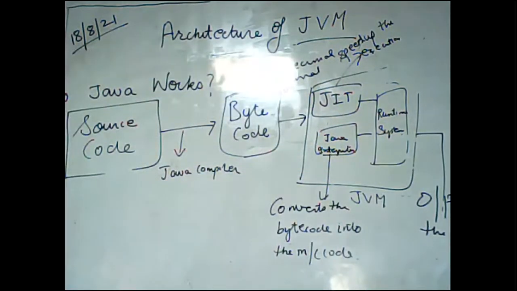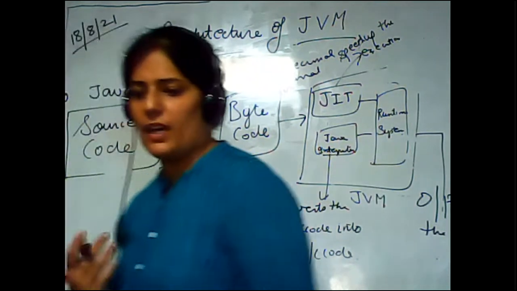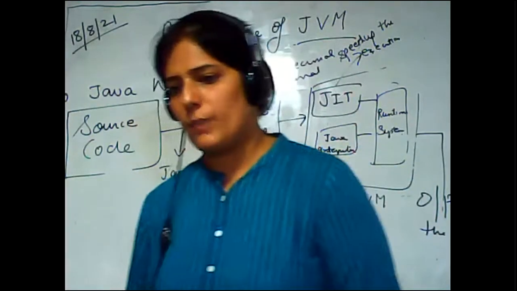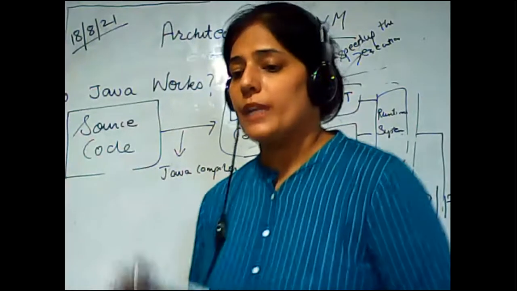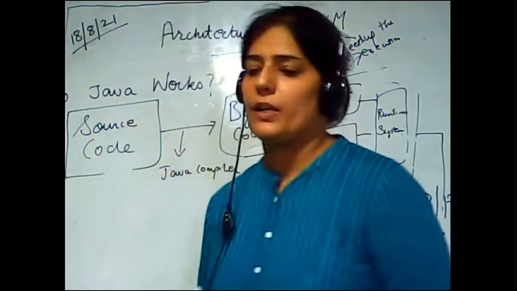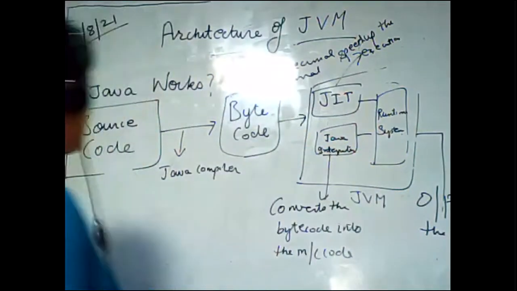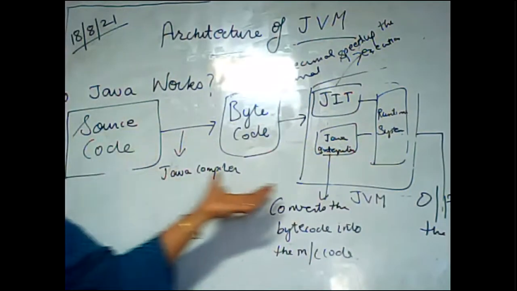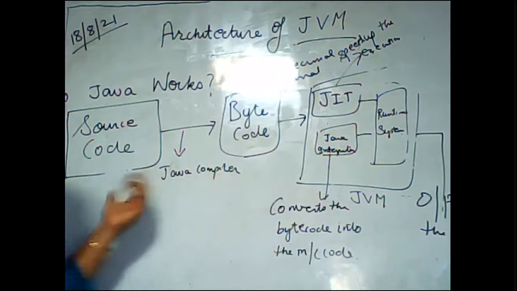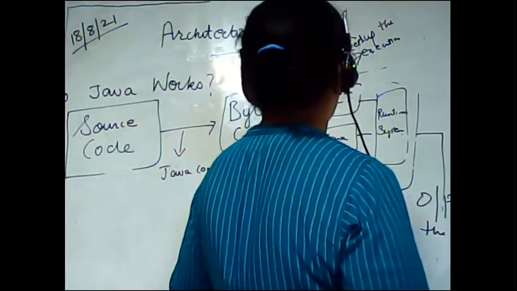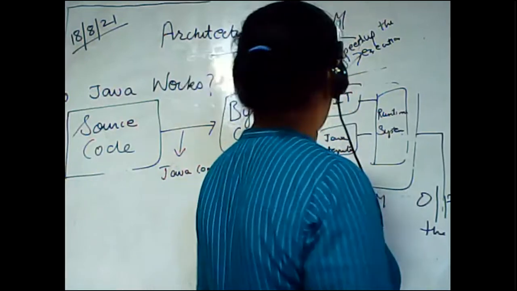So this is a brief overview that we have given of how Java works. Previously we discussed its features, but now we are discussing how a program we implement in the Java language is executed. We have the source code, and the source code is converted to bytecode with the help of a Java compiler.